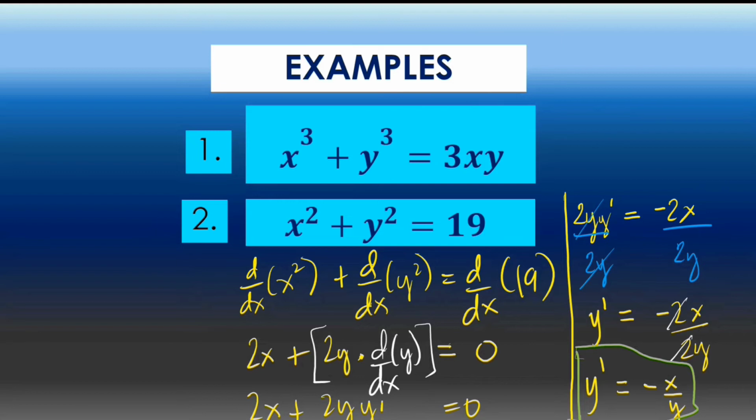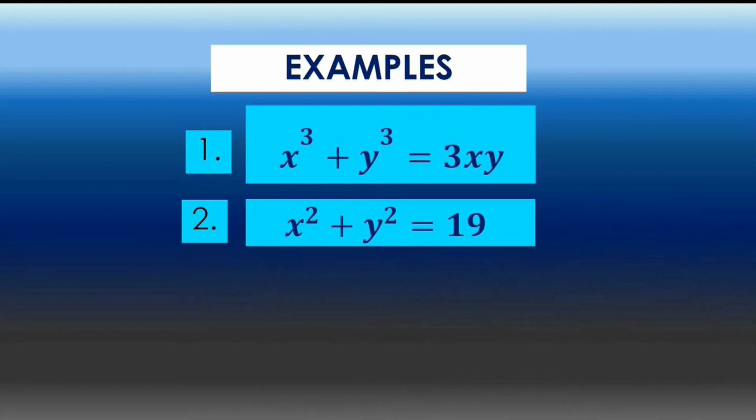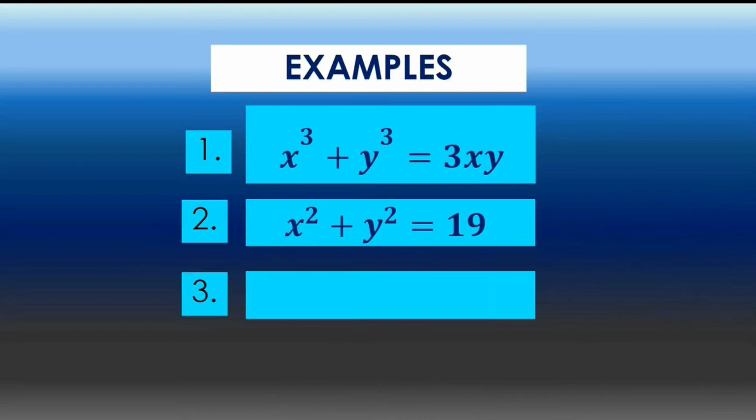Next. So let us have the third. I will be clearing the screen. So again, if you try to check, we do have x and y on both sides. So we're going to apply here implicit. So we do have here number 3. So y minus the square of the difference of x and 3 equals to 4.